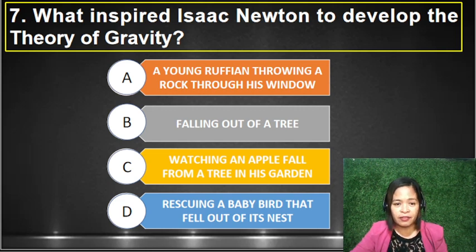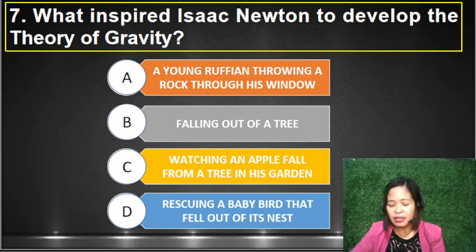Number seven. What inspired Isaac Newton to develop the theory of gravity? A. A young ruffian throwing a rock through his window. B. Falling out of a tree. C. Watching an apple fall from a tree in his garden. And D. Rescuing the baby bird that fell out of its nest.